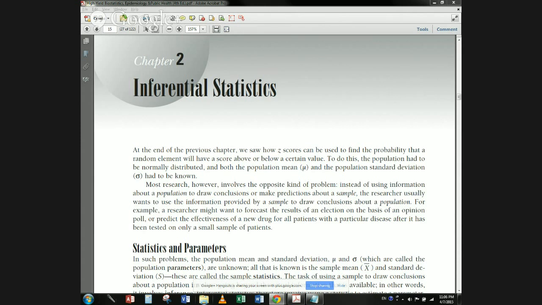For example, a researcher might want to forecast the results of an election on the basis of an opinion poll, or predict the effectiveness of a new drug for all patients with a particular disease after it has been tested on only a small sample of patients.